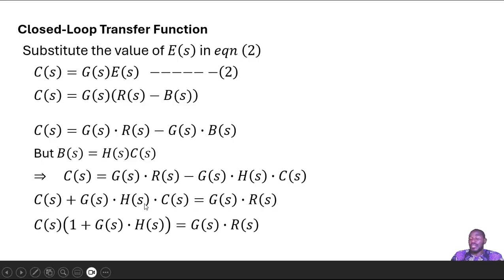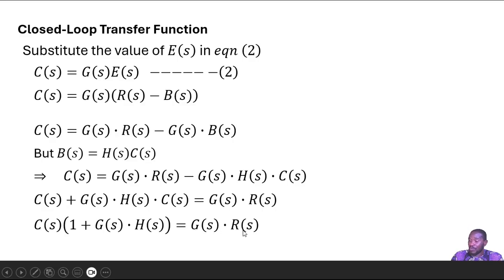Now, we can come back to the left-hand side and factorize C of S out. The C of S here and the C of S here. If we factorize out C of S, we create a bracket. C of S is the only term in the first function, so when you factorize it, what will be left is 1. And when you factorize C of S out of this product, what you have left is these two, G of S times H of S. On the left-hand side. Then on the right-hand side, we have G of S times R of S, as we did have before.